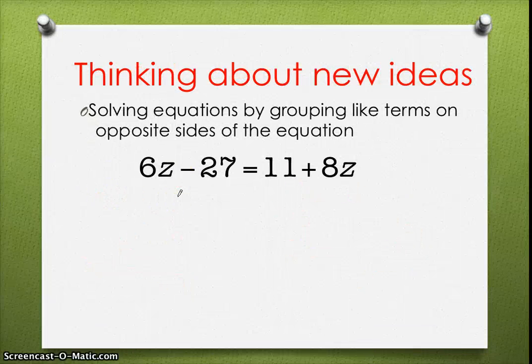So let's move on to solving some equations. I have 6z minus 27 equals 11 plus 8z. Today, I think I want to introduce a new strategy for solving these equations because I think the OIR method is tripping you guys up because it's hard to identify what the operations are and what numbers you're going to use once you're working with negatives and positives.